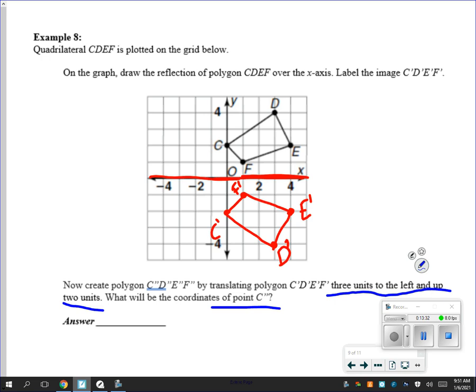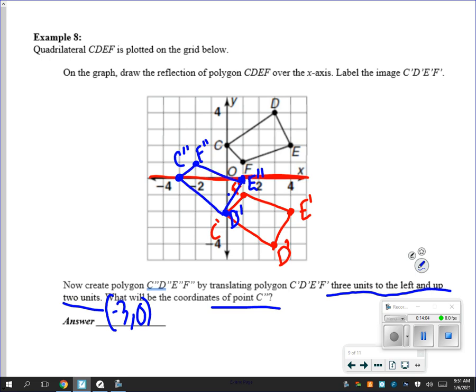So 3 to the left and up 2. So I'm going to go 1, 2, 3 left, up 2. There's where C double prime would be living at. And C double prime is living at -3, 0. I mean, I can move them all. So 1, 2, 3, up 2. There's the F double prime. 1, 2, 3, up 2. E double prime. And D, 1, 2, 3, up 2. D double prime.